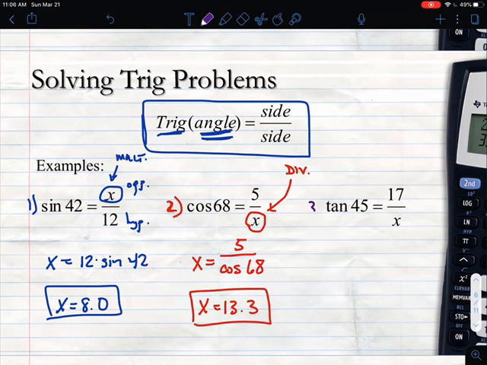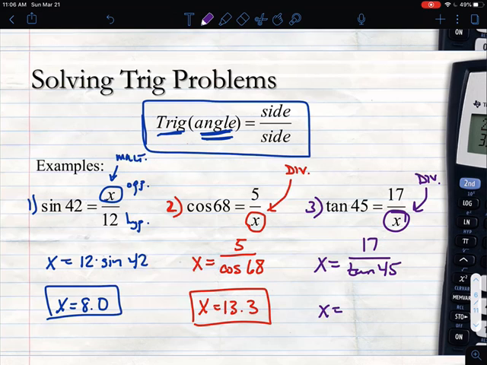Okay, so now let's go to that third example. Tangent of 45 is equal to 17 over x. And so again, we look at where x is. In this case, it's on the bottom, so we're going to go ahead and divide. And so when I go to set up for x, I'm going to take 17, the number, divided by tangent of 45. And so for most of you, type it in just like you see it. 17 divided by tangent of 45.